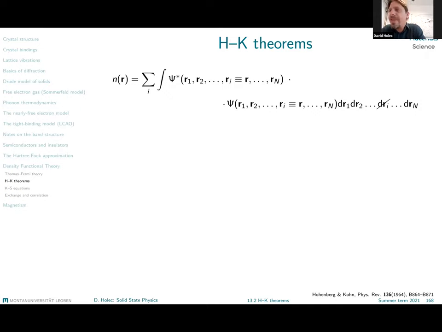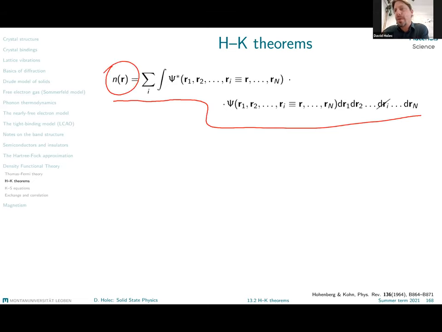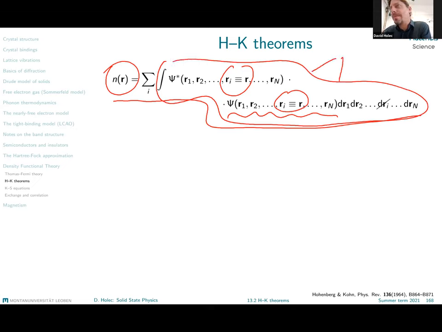Let me put it in a mathematical formulation. What we have in this equation is how we obtain charge density when we know the wave function. What we do is that we simply integrate over all but i's variable. What we get out of this integral is a probability that an electron i is at position r. And obviously then when we sum over all electrons, as we do here, we get the total probability that some electron is at this position, which corresponds to the electron density.